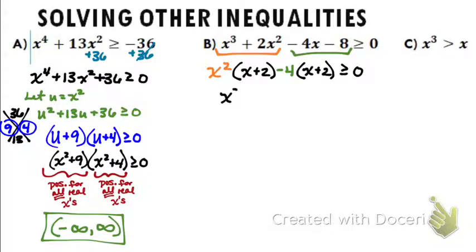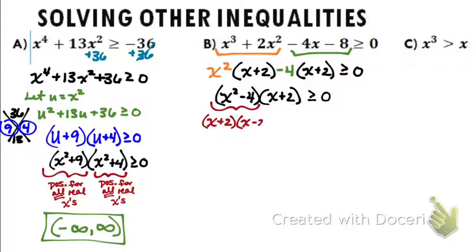So I have x squared minus 4 and x plus 2. Is that fully factored? No, I have to finish factoring this. How does x squared minus 4 factor? x plus 2, x minus 2. We already had an x plus 2 here.